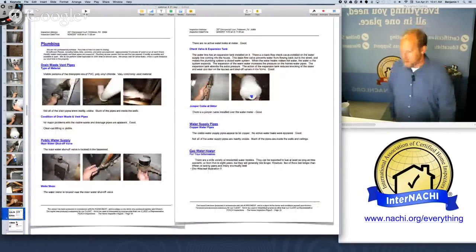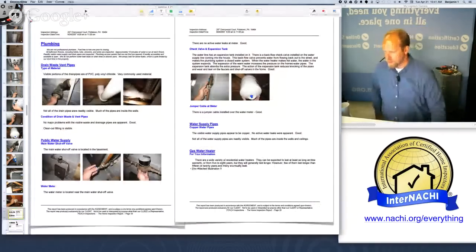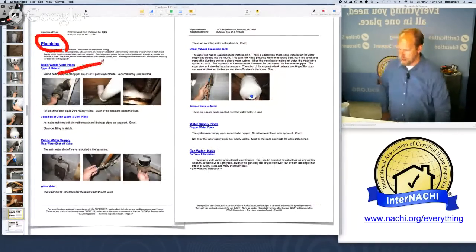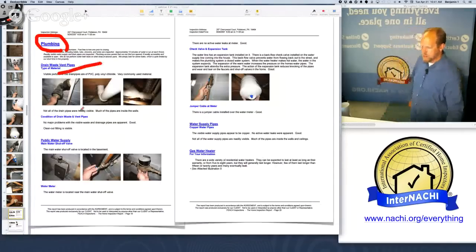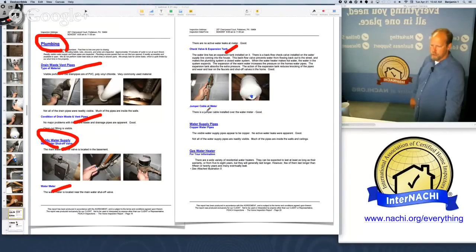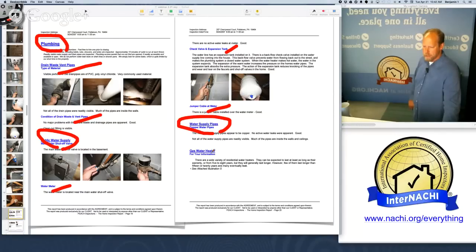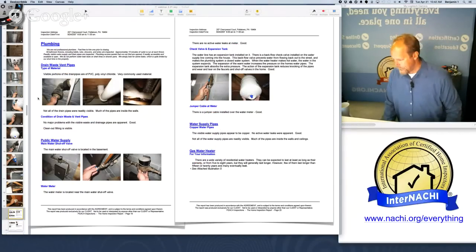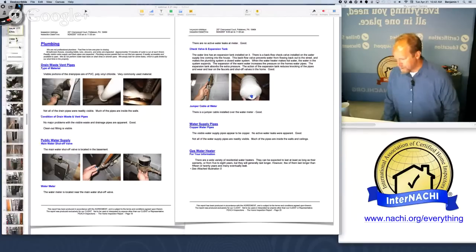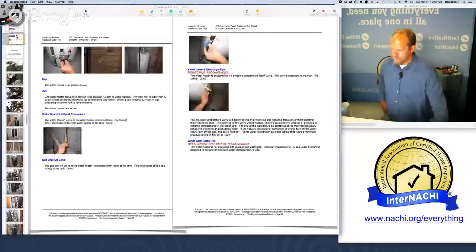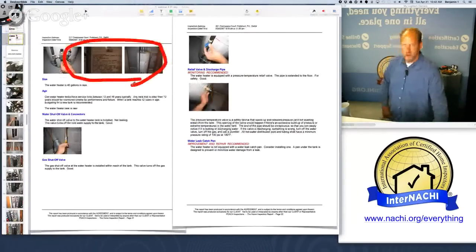So the plumbing report: general header, description of the drain waste vent pipes, the types of material and the condition, the public water supply, the water meter, check valve and expansion tank, a little explanation of how those two are related, jumper cable at the meter, water supply pipes, the types of material, water gas heater, and the next set of pages. Some more photographs. It's very visual.